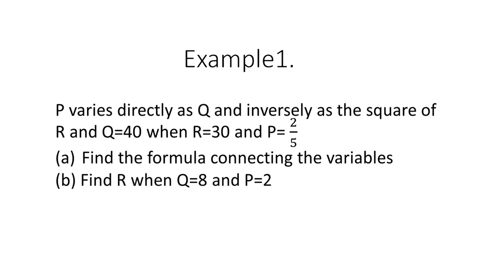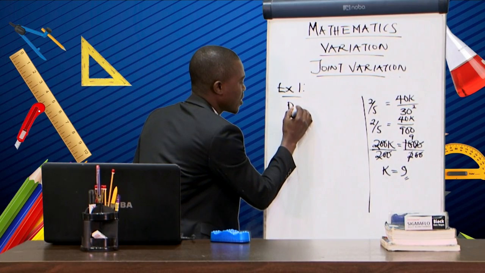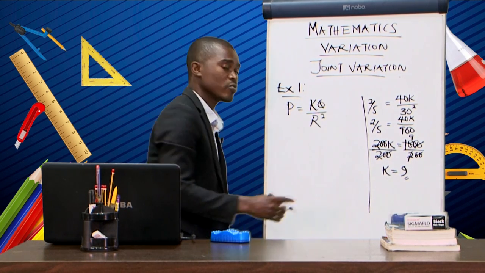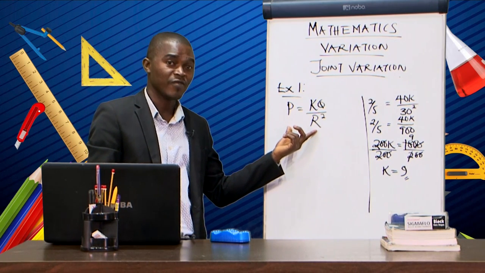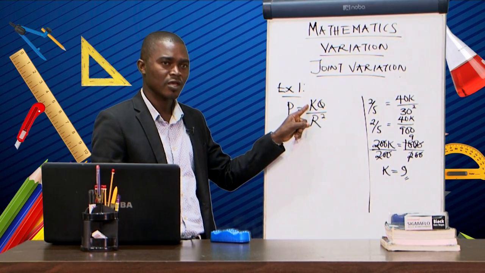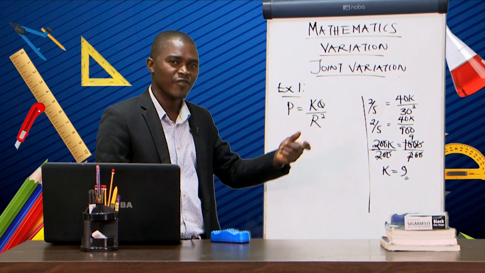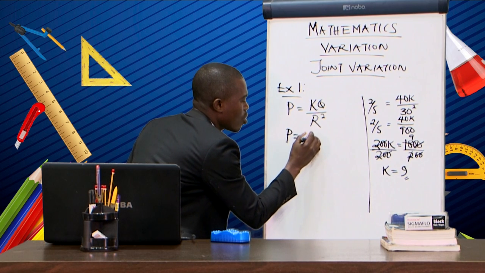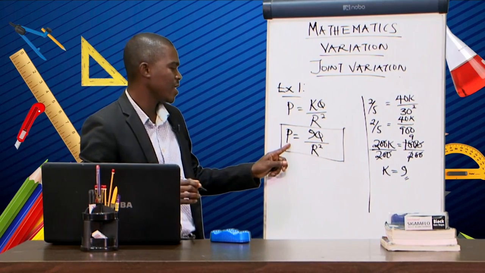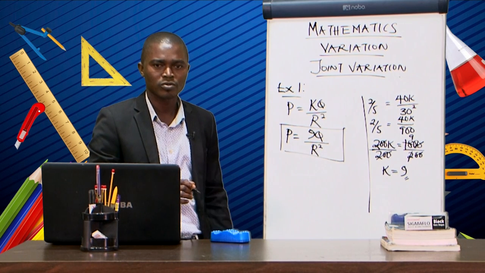And when we look at that question, the first part of that question says, find the formula connecting the variables. Then to write the formula, we have the equation, which is P equal to KQ over what? Over R squared. So that is the equation of that variation. Now, to find the formula, what we need to do is to substitute 9 for K. So that will give us the formula connecting the three variables together. So I'm going to have P now equal to 9Q over R squared. So this is the formula connecting P, Q, and R together.